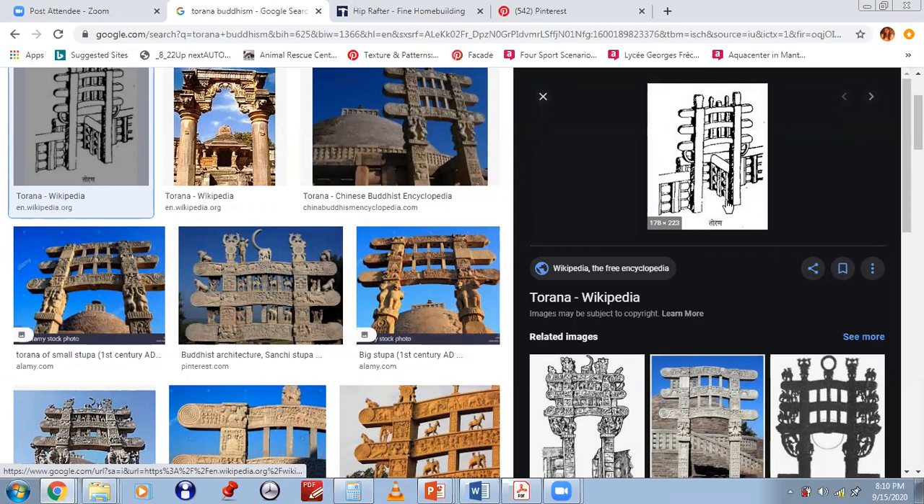It's in Sanchi too, I guess. You just have to know, because some of the architecture is related to buildings all over the world. They've taken inspiration.